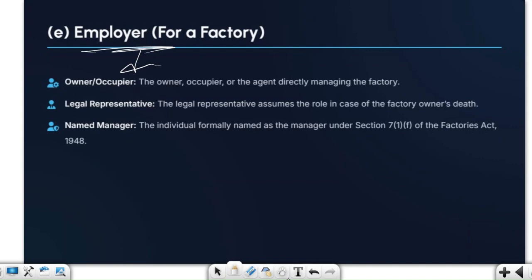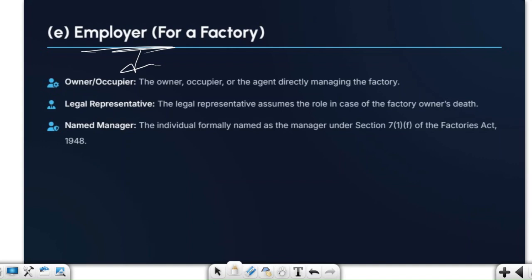Now, who will be the employer for a factory? Can you tell me? It is also very simple. Basically, the person who owns the company, or it can be another person: the occupier, an agent managing the factory, a legal representative in certain circumstances, or a manager specified under the relevant factories legislation. Suppose Raj owns a factory, but Amit is the manager actually managing the factory. For statutory purposes, you cannot simply assume that only Raj is the employer. The Act will provide you a broader legal definition.